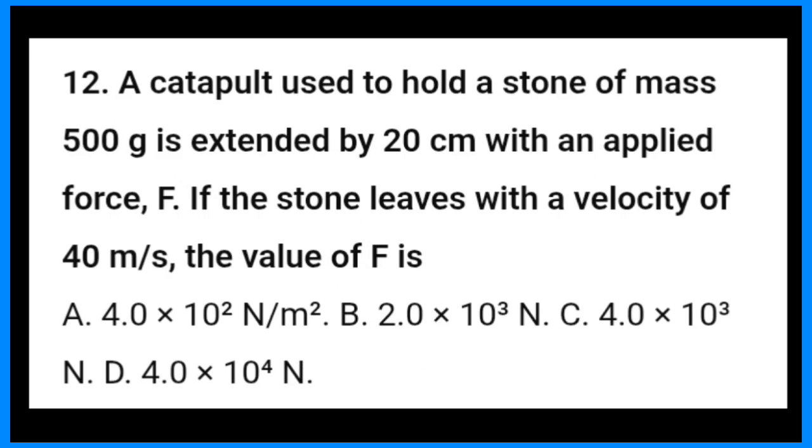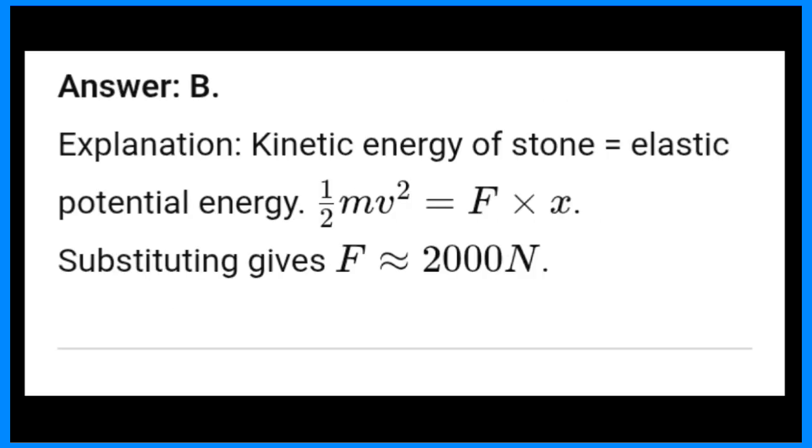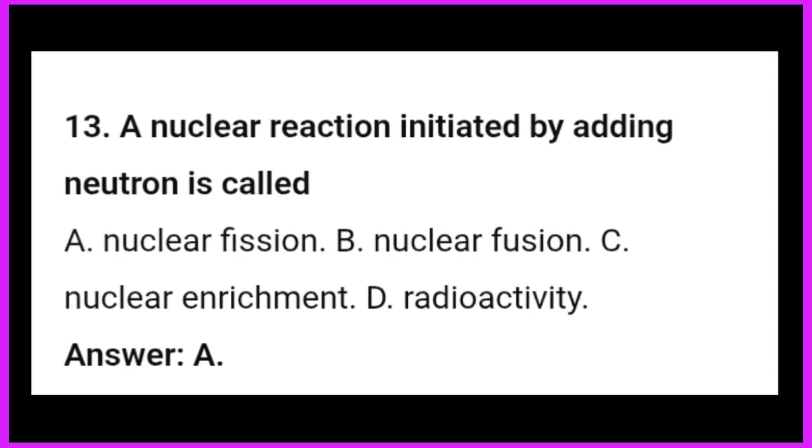12. A catapult used to hold a stone of mass 500 g is extended by 20 cm with an applied force, F. If the stone leaves with a velocity of 40 meters per second, the value of F is A. 4.0 times 10² N/m², B. 2.0 times 10³ N, C. 4.0 times 10³ N, D. 4.0 times 10 N. Answer B.